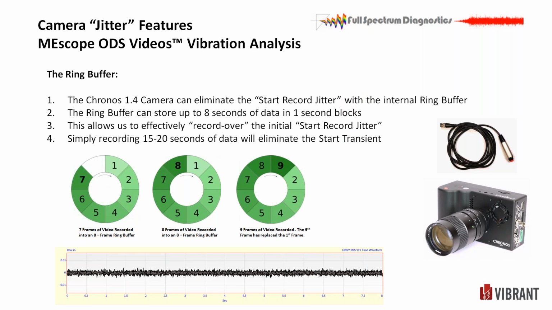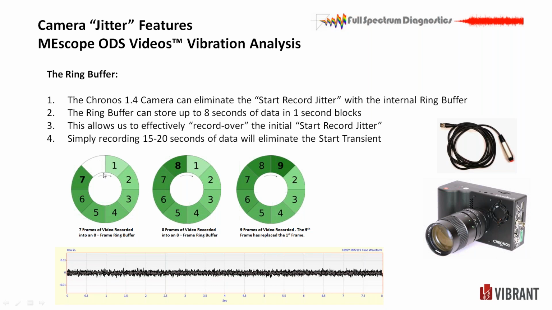Fortunately, there's a nice feature inside the Kronos camera. It will eliminate the start record jitter. It's an internal ring buffer, and this is how the data is stored. And they show it as a circle because it overwrites itself. So I have packets of data, each a second long. When it gets to 8, the buffer's full, but as it goes further, it'll erase initial data.